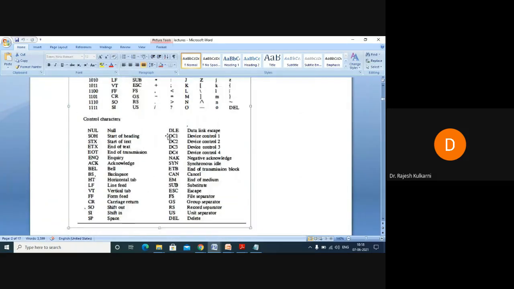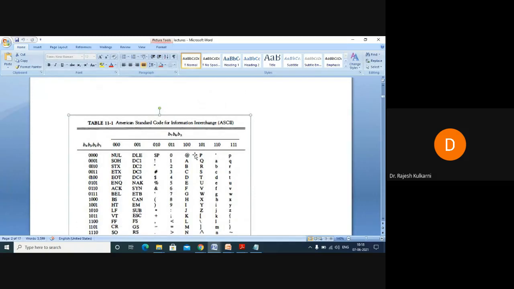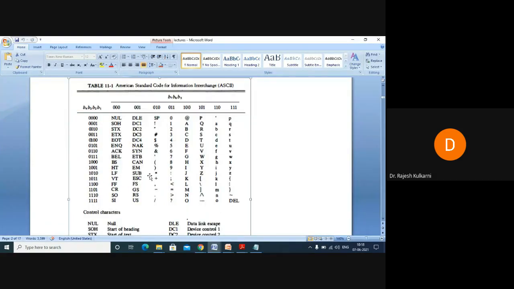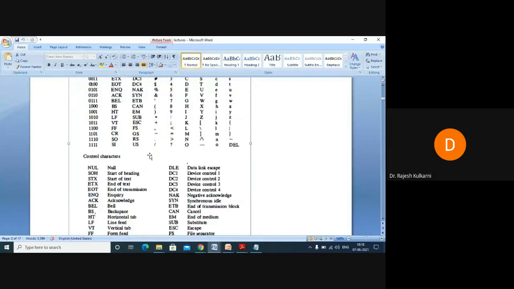This was the table, and we tried to decode from this table the ASCII code for capital A. And we said the ASCII code for capital A is 1000001, like this. Okay, column first, then the rows later. This is our MSB and this is our LSB. That's what we had mentioned.